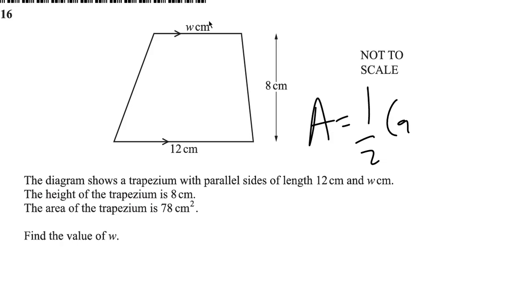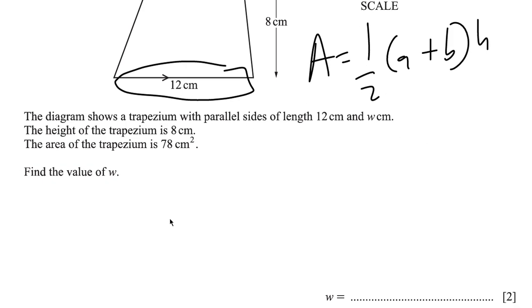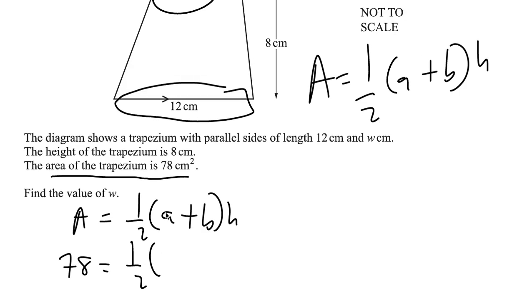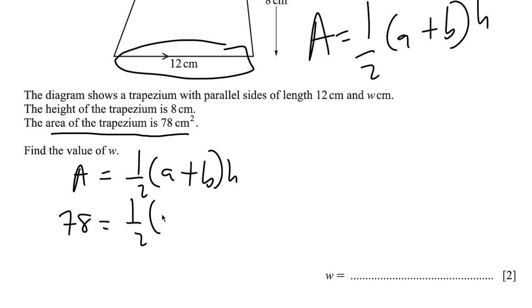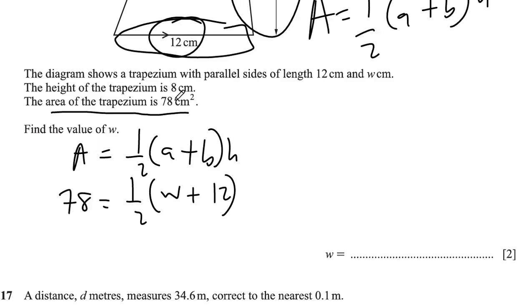Half of the upper parallel side, plus the base, the larger parallel side, and then multiply by the height. So let's relate it to that formula. We're given that the area is 78. So we have that the area is equal to 1 over 2 into a plus b times the height. So 78 is equal to half into, what's the altitude given in the question? It's W, which we're looking for. So that's going to be W plus the base, which is given as 12, and then multiplied by the height, which is given as 8. So times 8.